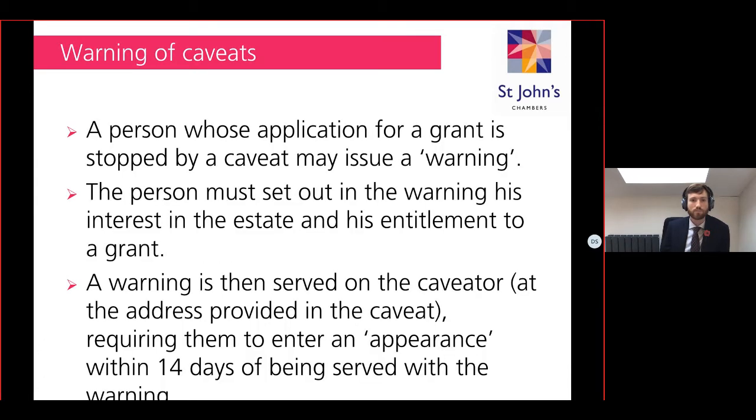So what do you do if you are seeking to obtain a grant, but you're told by the registry that there's a caveat in place? Well, the thing to do is to issue what's called a warning. In the warning, which is another document, you set out what your interest in the estate is and why you're entitled to that grant of probate. And then you serve that on the caveator. And that gives them 14 days to take some action if they don't want the caveat to be removed.